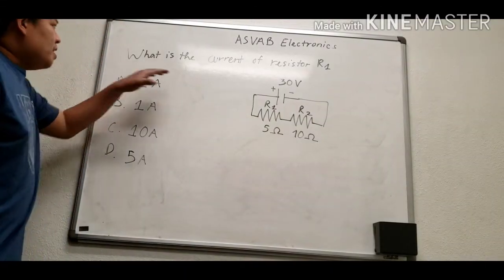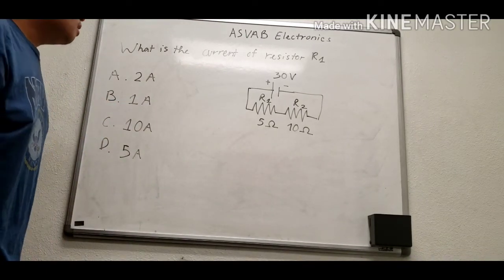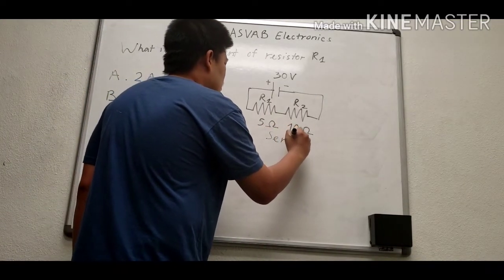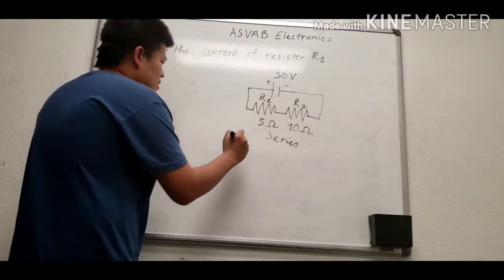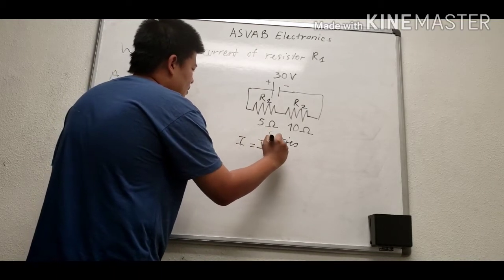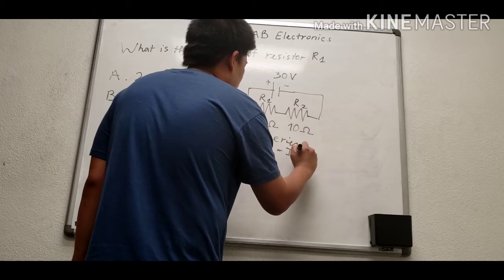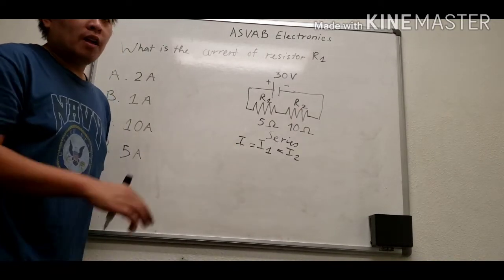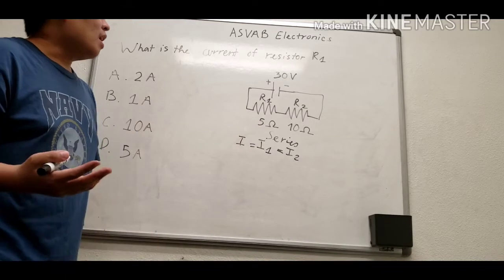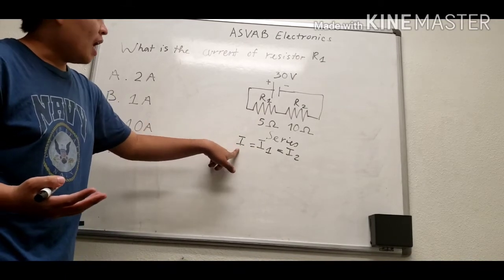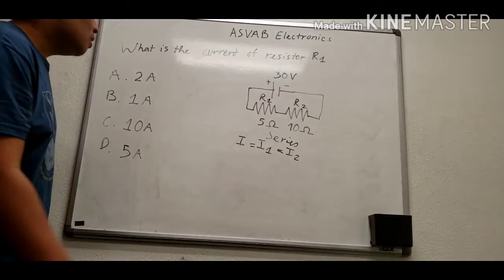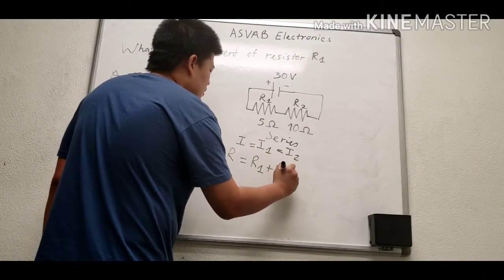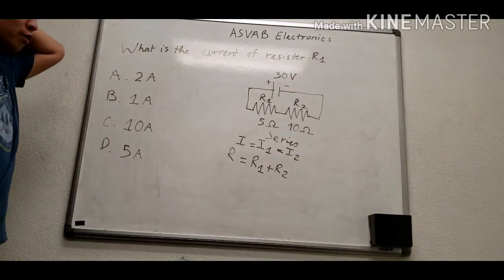The question is, what is the current of resistor R1? Here, let's look at the series. Because this is a series, we know that I equals I1 equals I2. If you want to calculate I, we calculate the whole series, and after we calculate I, we can find I1 very simply. So we calculate R first. R is R1 plus R2 because it is a series.